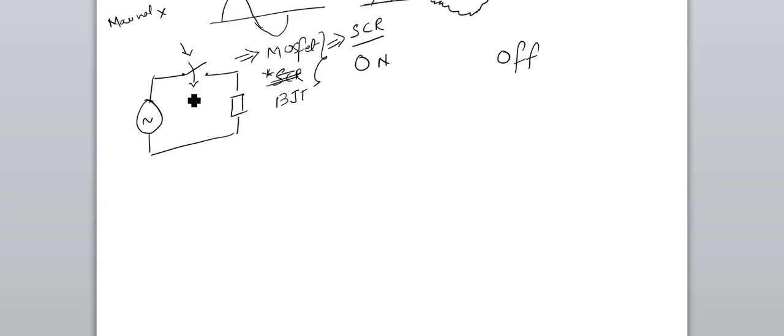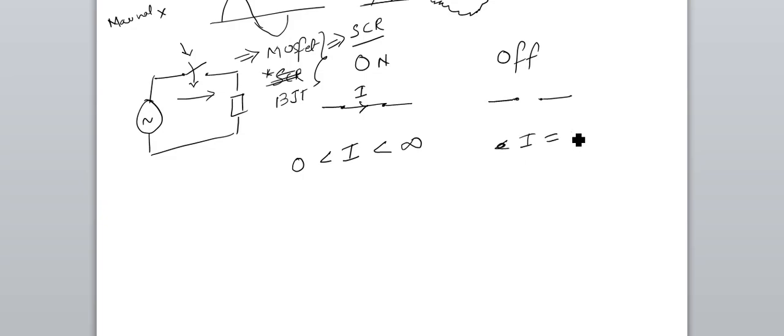When the switch gets on, the current will flow. When it gets off, there will be a stoppage, a breakage of current. If it is flowing, that means there will be a finite value of current, flowing from here to here. During the off condition, your current will be 0, right?